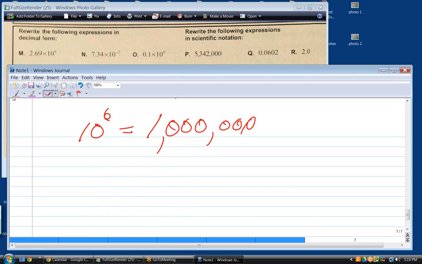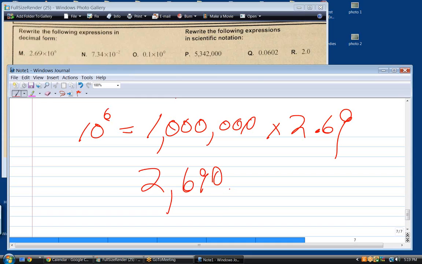So what's 2.69 times 1,000,000? Wait. What's 2 times 1,000,000? 2 million. Okay, so what's 2.69 times 1,000,000? 2,690,000, like that. Yeah.